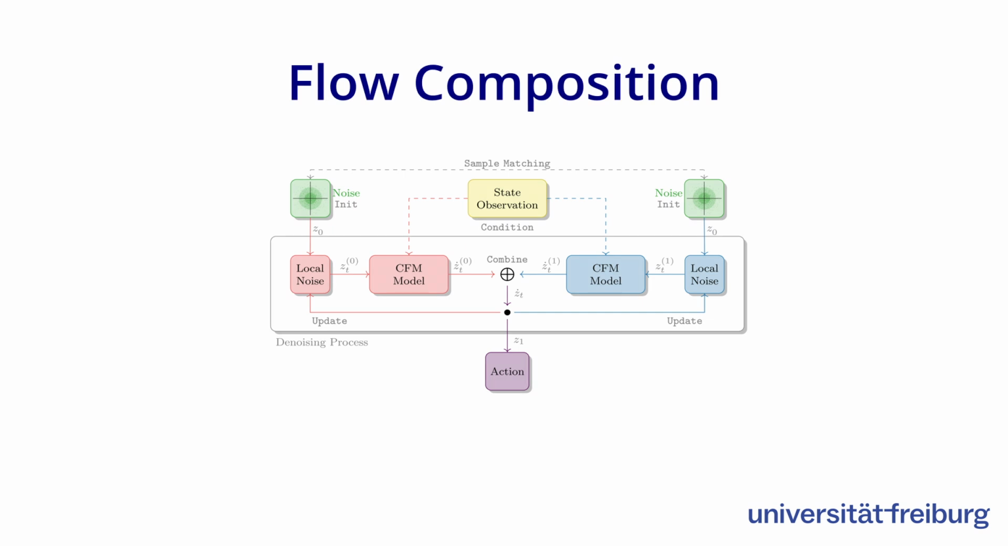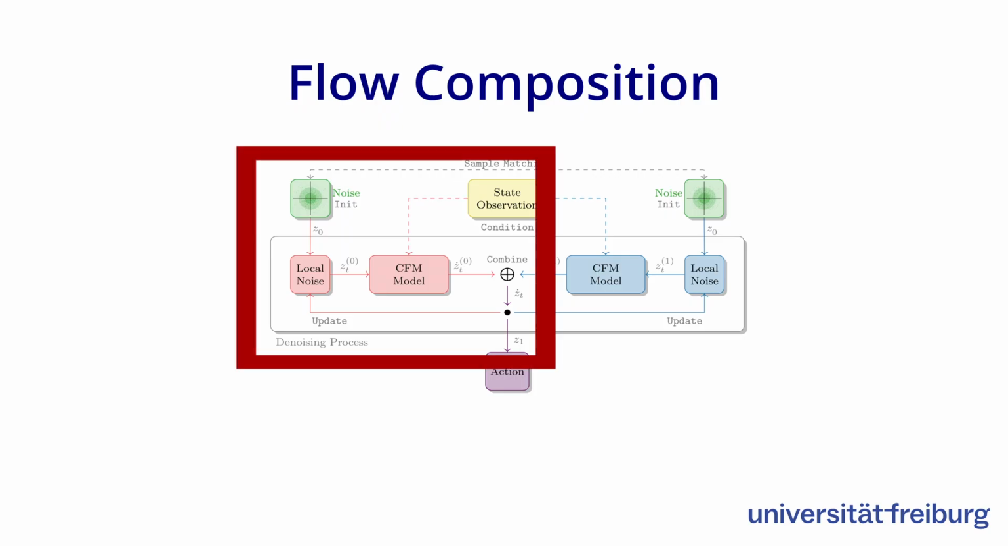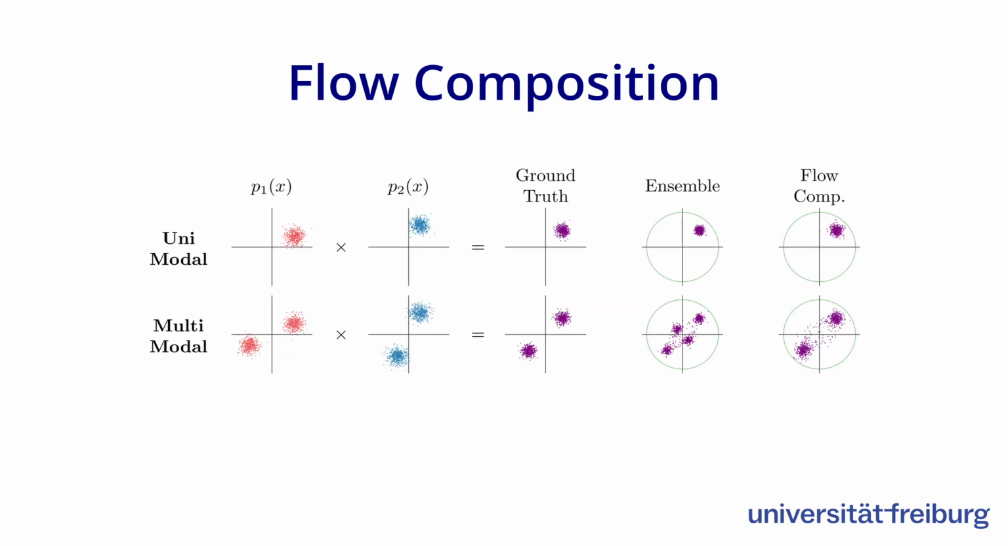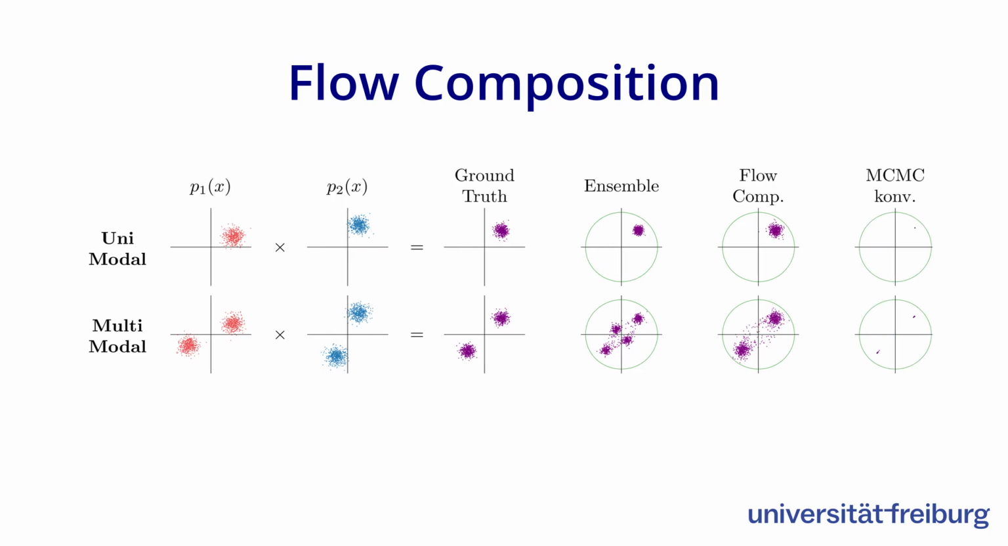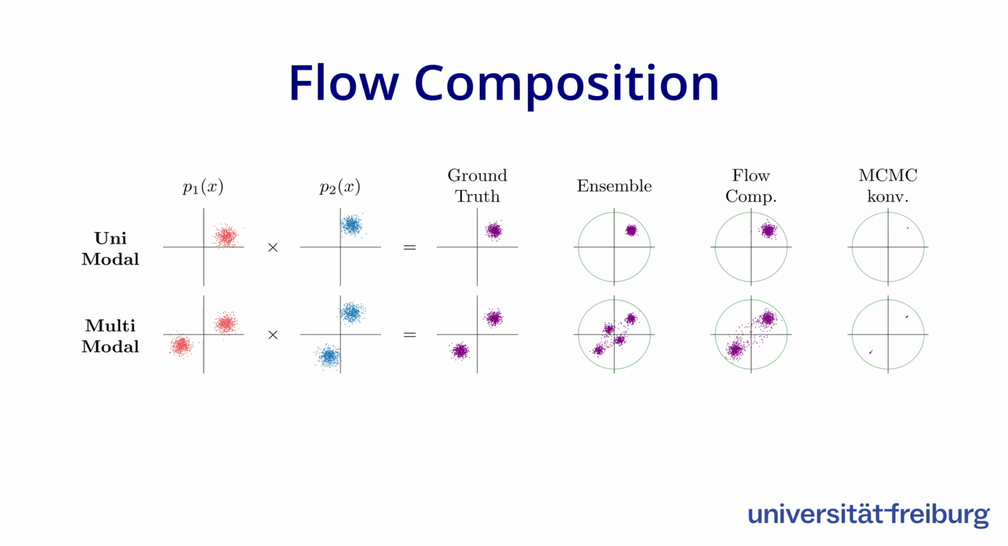Generative models like flow matching typically do not predict actions in a single step. Instead, they predict a vector field that iteratively refines an initial sample. By composing the predicted vector fields instead of the final actions, we encourage the local models to converge to a common mode. Using a Markov chain Monte Carlo sampling scheme further improves flow composition.